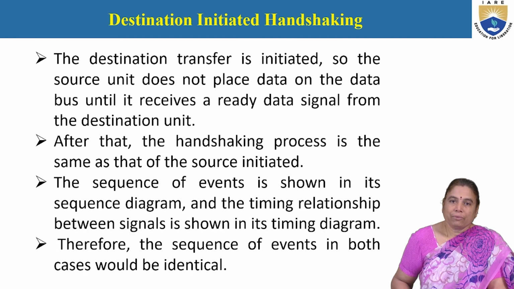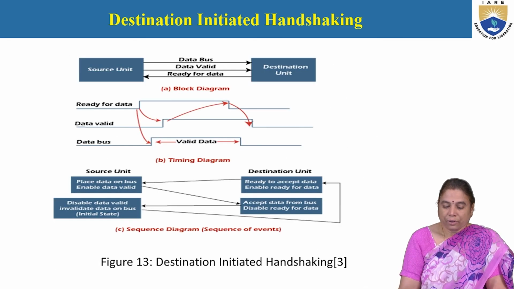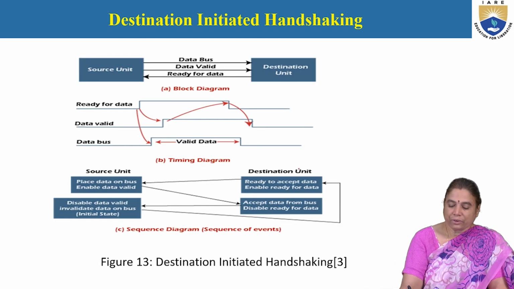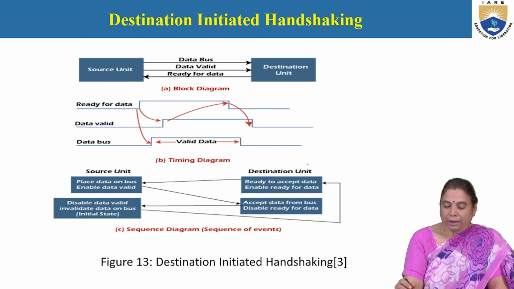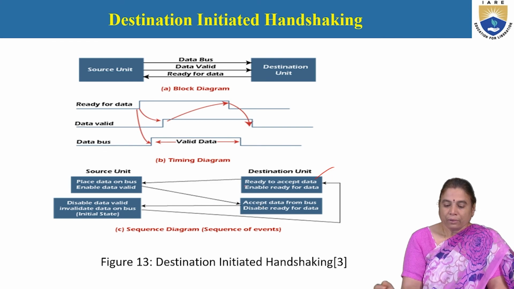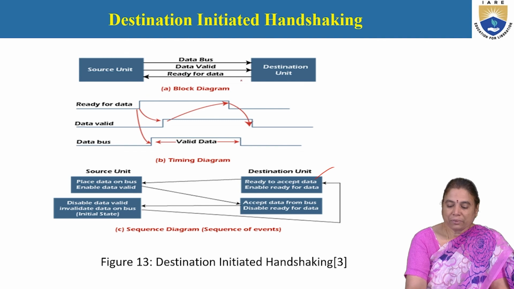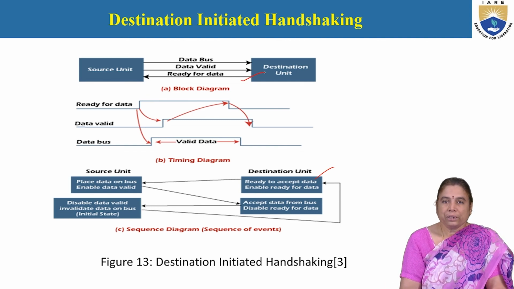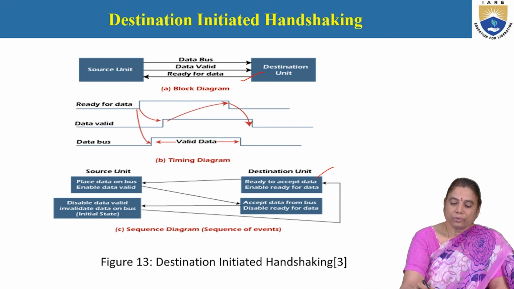The second method of handshaking is destination initiated handshaking. In this method, first the destination unit is ready to accept data and enables ready for data, so that the source unit can place the valid data and indicate the data valid signal. Ready for data is sent by the destination to initiate the communication. Then the source unit places the data on the data bus and activates the data valid signal.